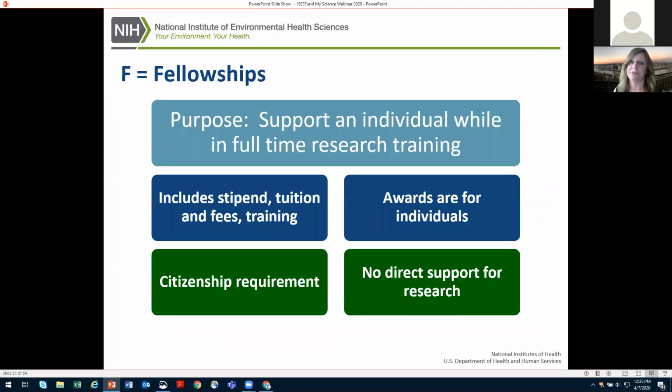So fellowships support an individual in full-time research training. These include stipend, tuition, and fees. Citizenship is required. They are for individuals and they don't support the research, so you have to find someone to partner with who's going to support you by giving you the research.